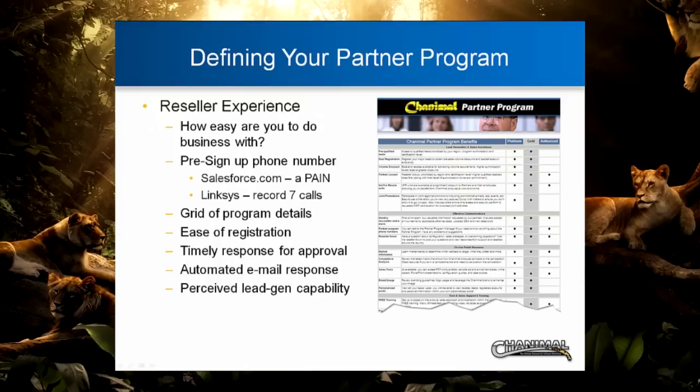So this pre-sign-up phone number, what you'll do is on your application, you put the guy's name, let's say it's John Doe, and the phone number. Put the phone number there. Because a confused prospect doesn't buy. So let's say they say, well, I don't see your margins on the website. They want to call up and see if your margins are at least as good as one of the other companies they're considering. And so they want a phone number to call.